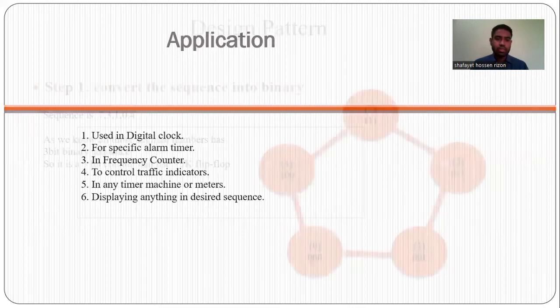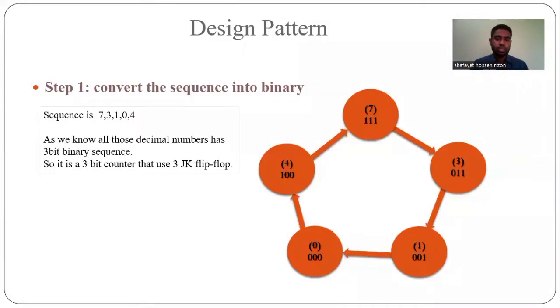Now next slide about design pattern. Sequence is 7, 3, 1, 0, 4. As we know, all those decimal numbers have a 3-bit binary sequence. So it is a 3-bit counter that uses 3 JK flip-flops.